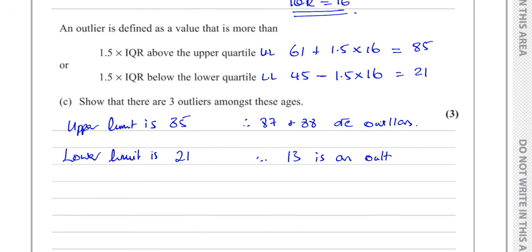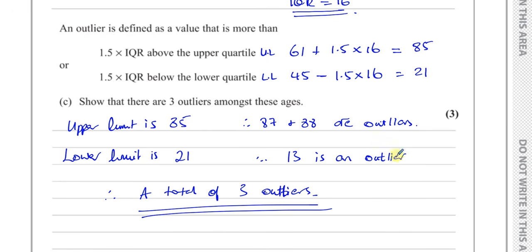Outlier. So therefore, a total of 3 outliers. Spelling it all wrong.